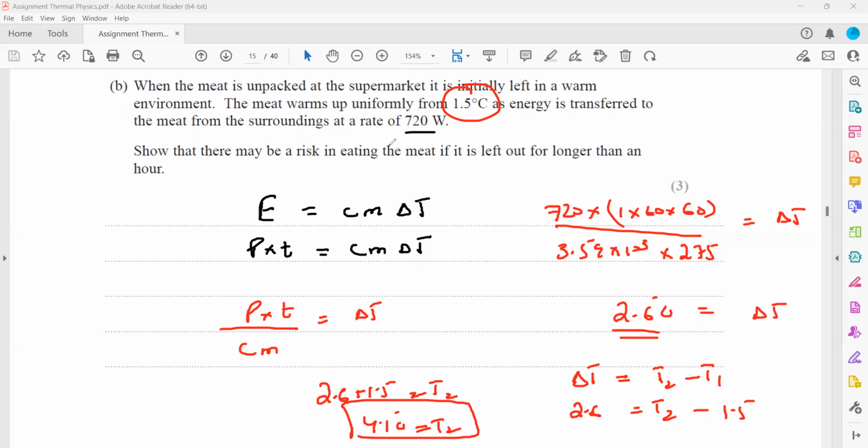Because in the beginning of the question, they mentioned the temperature of the meat should not exceed 4 degrees, otherwise it won't be suitable to eat. So you work out the temperature change first, and then the final temperature, and compare this final temperature with the maximum temperature for suitable meat. As the final temperature is higher, that's why there is a risk of eating this meat.